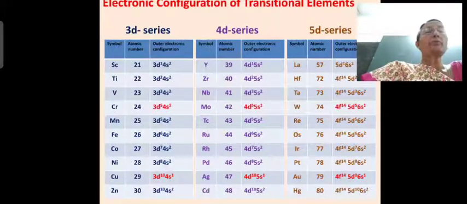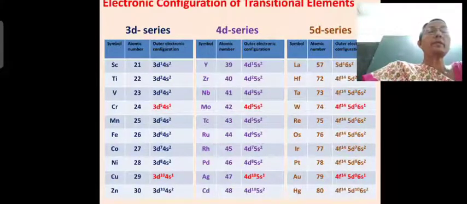Then technetium 43, 4d5 5s2, ruthenium 44, 4d6 5s2, rhodium 4d7 5s2, and then palladium 4d8 5s2, then silver. Now coming to silver, similar to copper, right? Actually it should have been 4d9, but 4d9 is not the stable structure. It is trying to acquire a completely filled structure, which is the most stable one. Therefore you have 4d10 and then 5s1, similar to copper, correct?